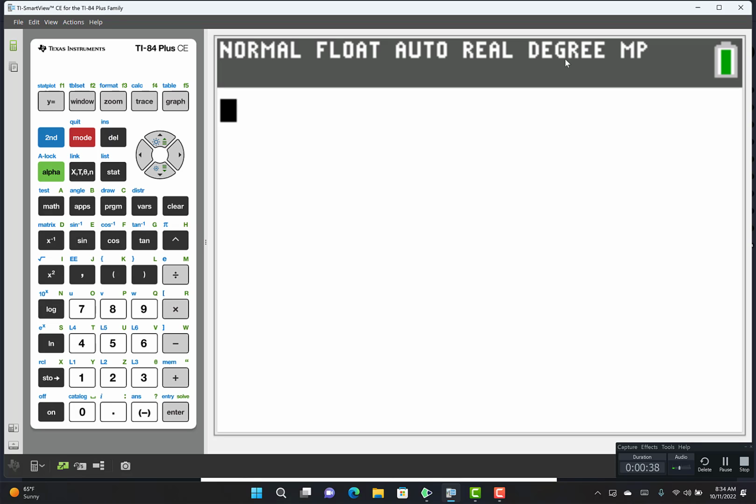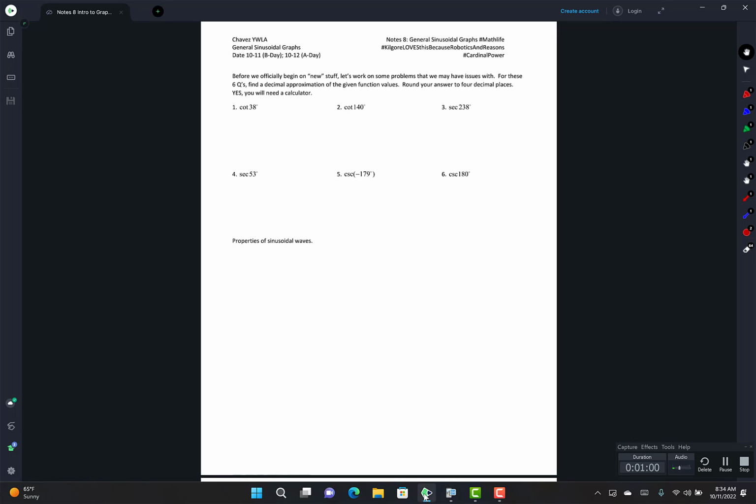Do you have a TI, is that a TI 89 or, oh, TI 83? Yeah, it's almost the same. Yeah, that's fine. It's practically the same. There's a few differences, but for the most part, 83 and 84 are real similar.